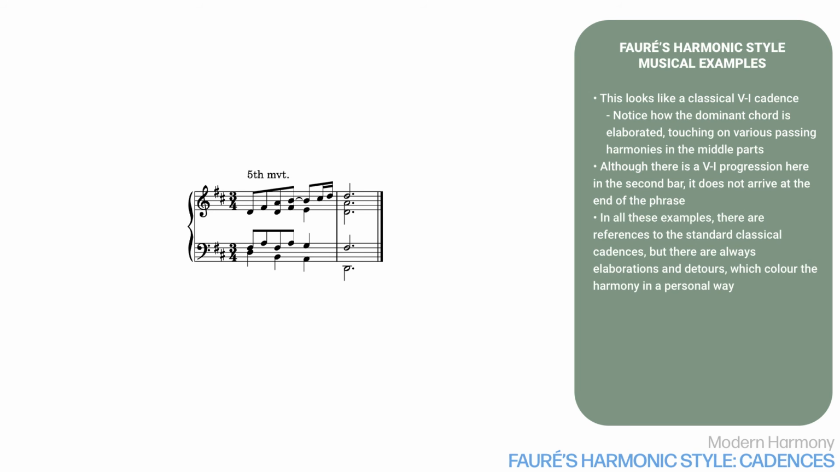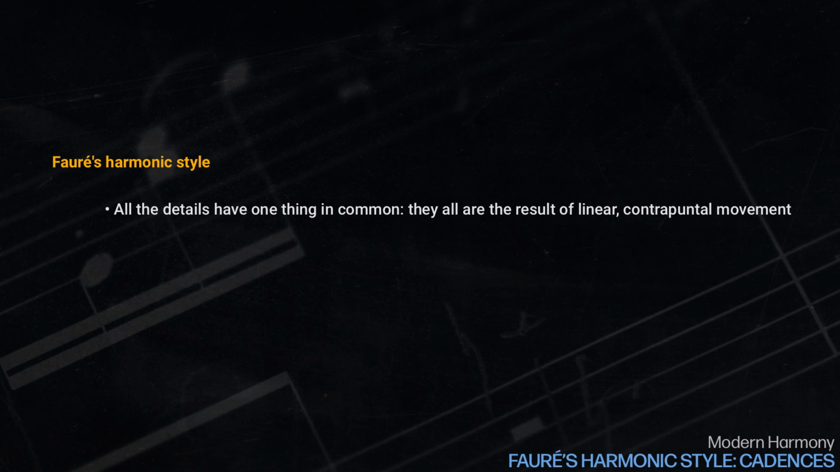In all these examples, there are references to the standard classical cadences, but there are always elaborations and detours which color the harmony in a personal way. Fauré's harmonic style opens the doors to many new possibilities. While it does relate to the classical tonal language, all the details have one thing in common. They are the result of linear contrapuntal movements.